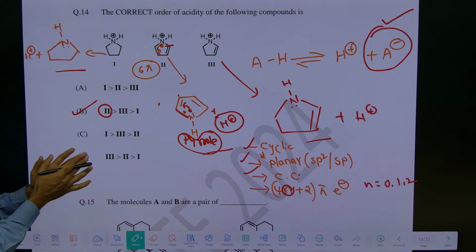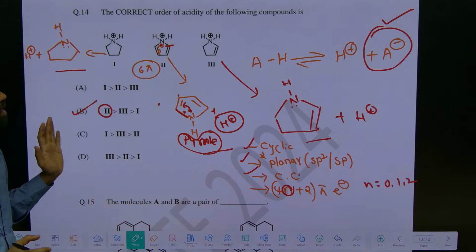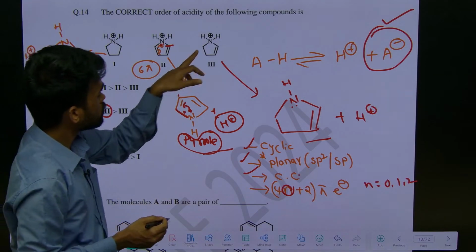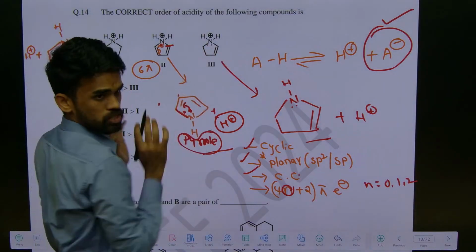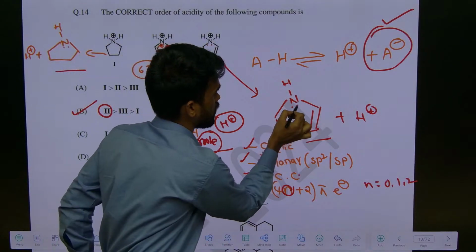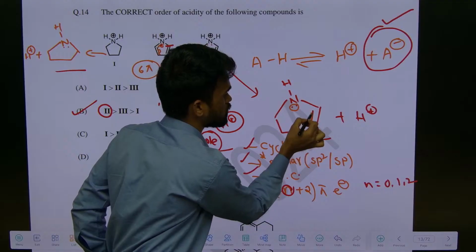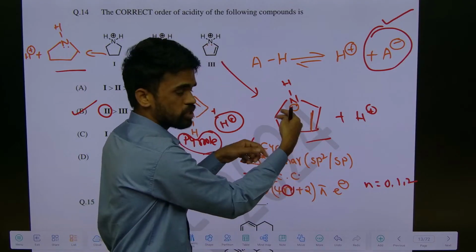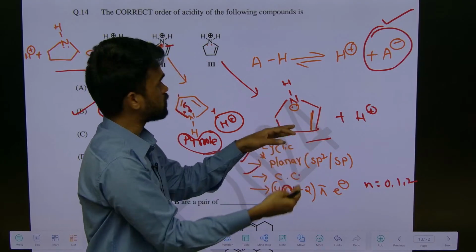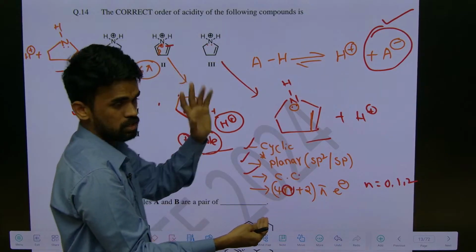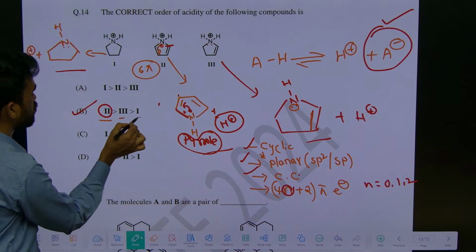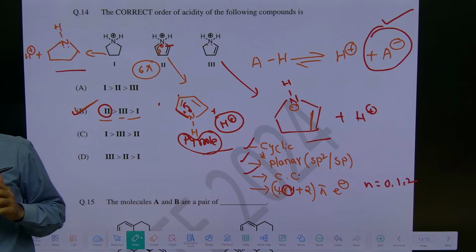Now if you want to justify between 1 and 3, it is also easy. Here there is no conjugation, but after releasing the H plus ion, the lone pairs are in conjugation with this pi bond. So conjugation makes it a stable system. That's why it is second most acidic. So 2, 3, 1. B is your answer for the question.